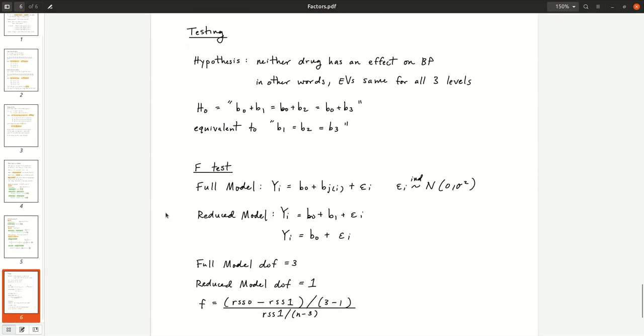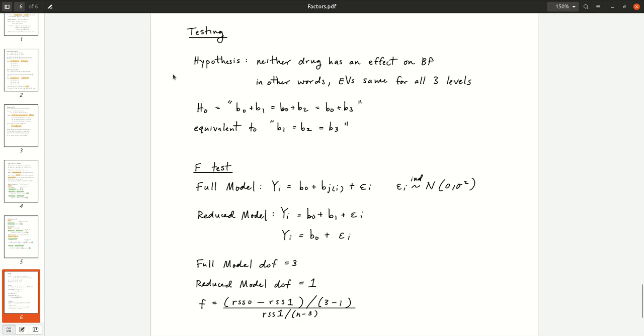Okay, the last page here is about testing. So like I said, this factor model fits into the multiple linear model framework, and we saw that by looking at the dummy variable specification of the model, which means we can do all the things that we do for multiple linear models with regards to testing.